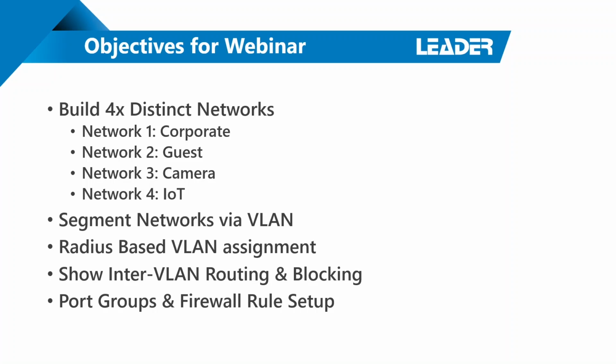So let's take a quick look at the objective for today's webinar. First thing we're going to do is build four distinctive networks. The first one is a corporate network, and then we're going to build a guest network as well as a camera network and an IoT network. This is very reminiscent of a real world deployment. You'll very often come across scenarios like this.